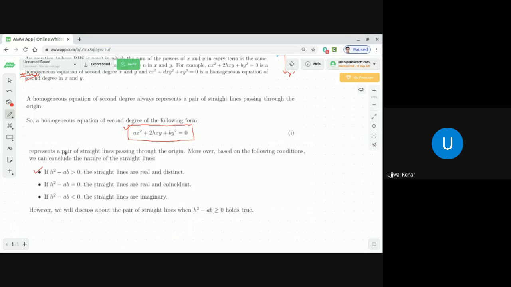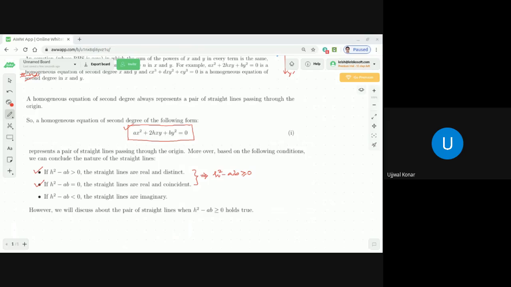So dear students, out of these three cases, we are confined to the discussion on the first two. That means if we join these together, h square minus ab greater than 0 and h square minus ab equal to 0 jointly represent h square minus ab greater than or equal to 0. So we will discuss the pair of straight lines when h square minus ab is greater than or equal to 0 holds true. That will be our discussion. Now let us bring back this topic.